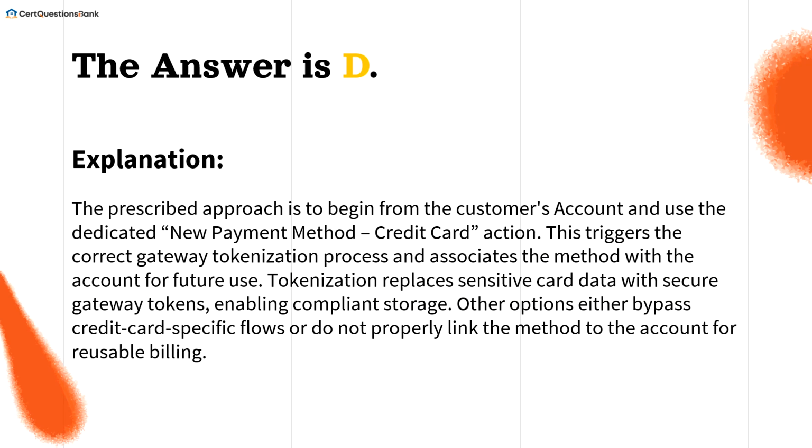The answer is D. The prescribed approach is to begin from the customer's account and use the dedicated New Payment Method, Credit Card action. This triggers the correct gateway tokenization process and associates the method with the account for future use. Tokenization replaces sensitive card data with secure gateway tokens, enabling compliant storage. Other options either bypass credit card-specific flows or do not properly link the method to the account for reusable billing.